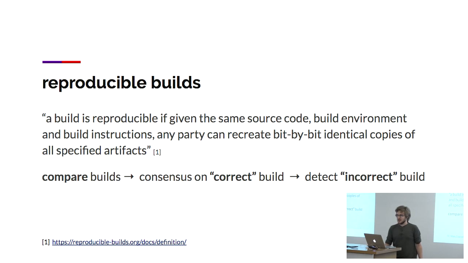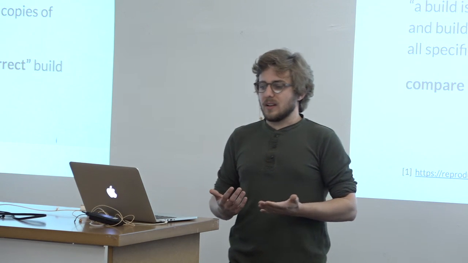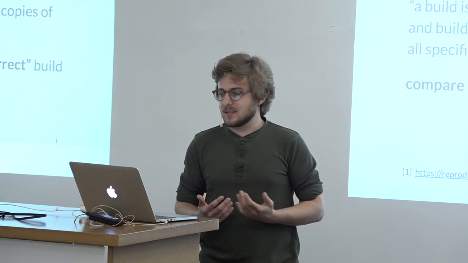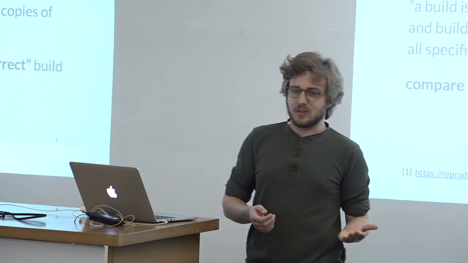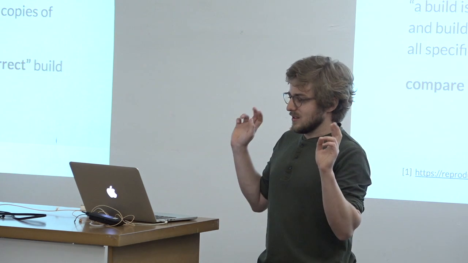I have one slide about reproducible builds. I suppose this is not news to you, but let's still walk through it. A build is reproducible if, given the same source code, build environment, and build instructions, any party can recreate bit by bit identical copies of all specified artifacts. This is pretty desirable because it allows us to compare build results. That in turn allows us to establish a consensus on what the correct result of a build is, and by reverse conclusion, it allows us to detect incorrect builds.